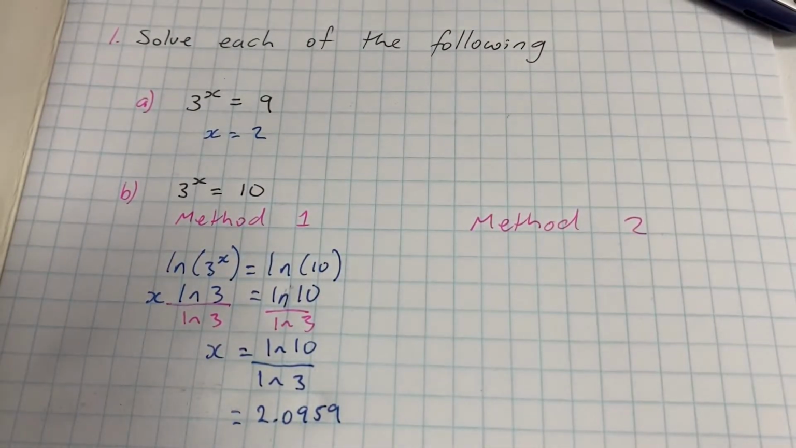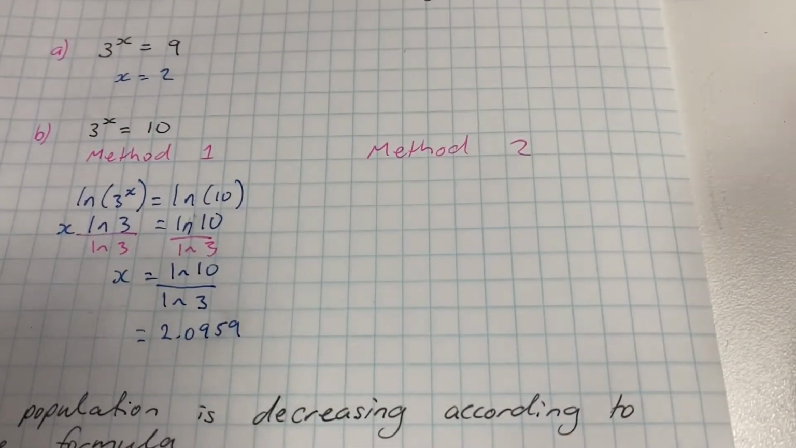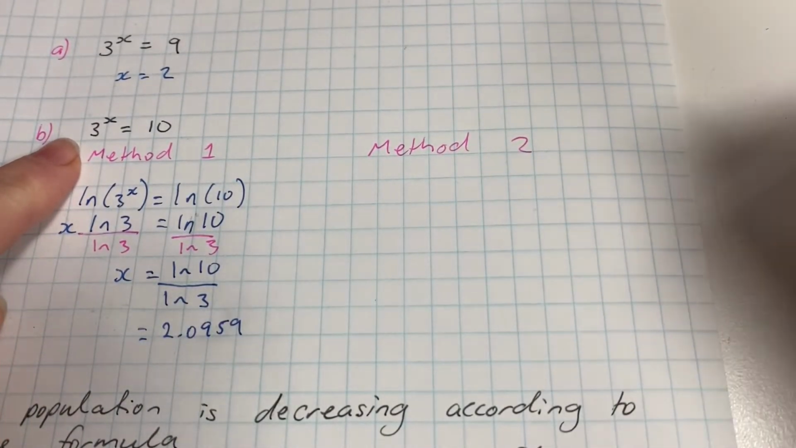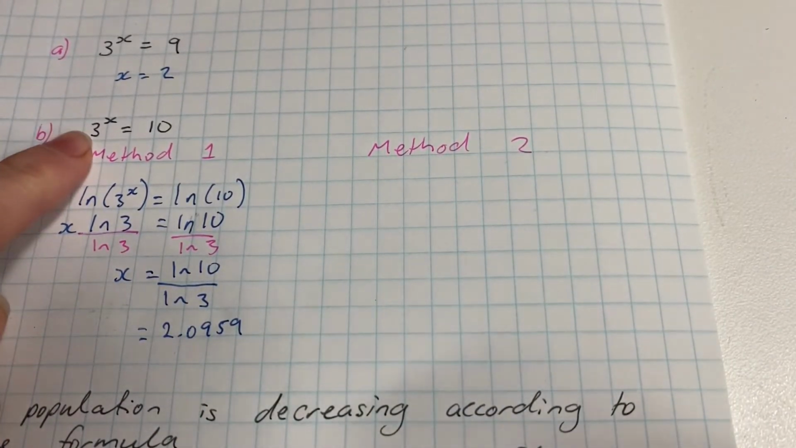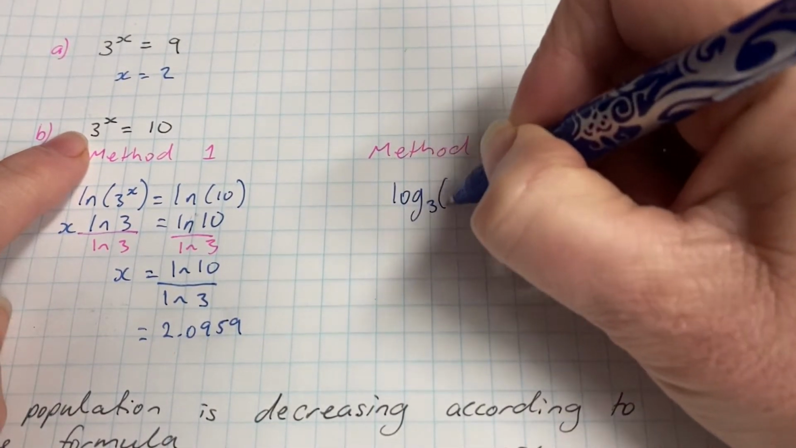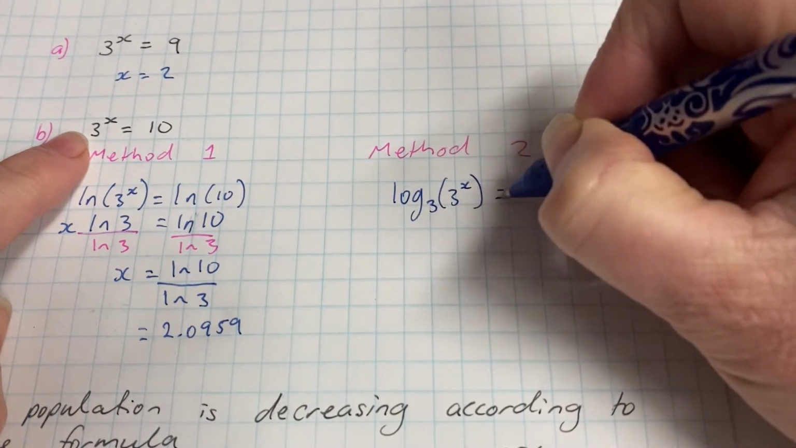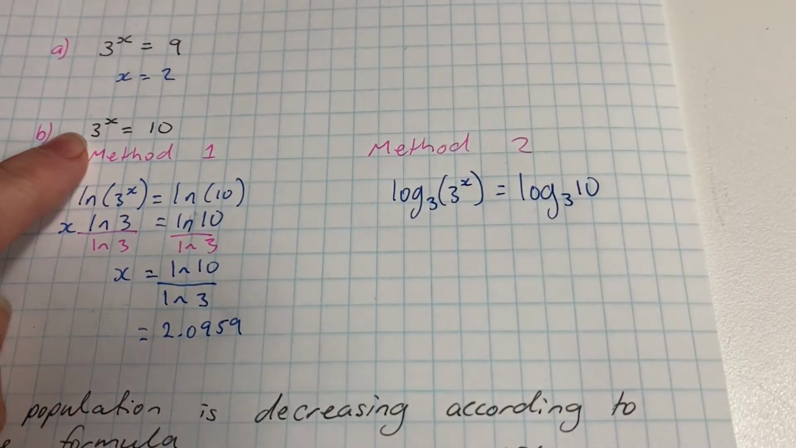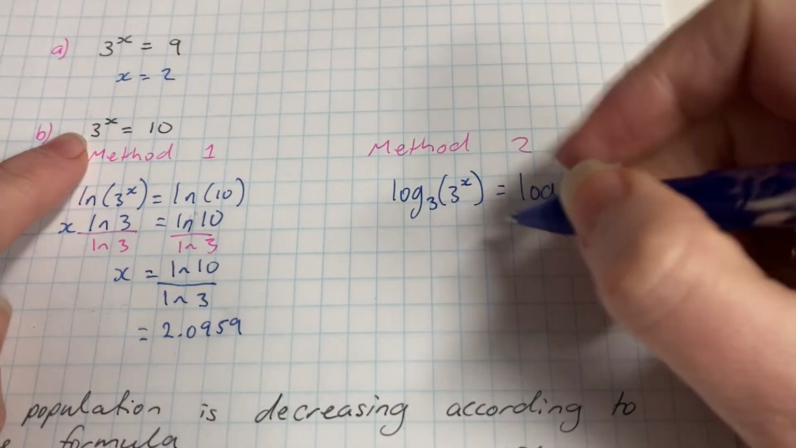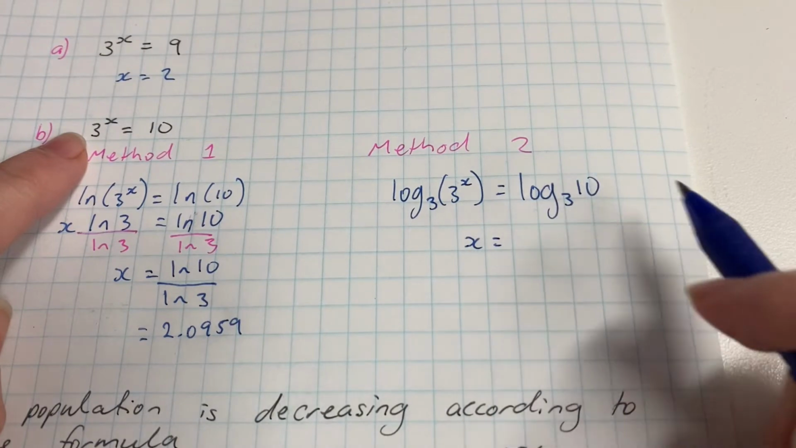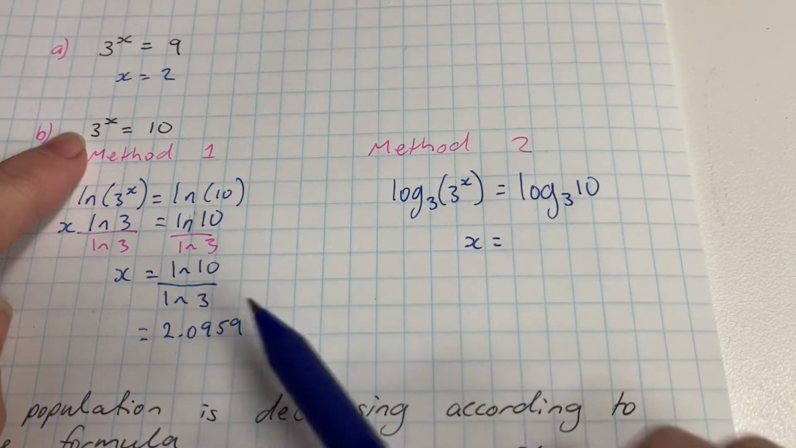Okay, let's look at the other method. So the other method is, because our base is 3, to take log base 3 of each side. So log base 3 of the left hand side, I'll just write that down, log base 3 of 3 to the x equals log base 3 of 10. Now log base 3 and 3 to the power cancel, so we've just got x, log base 3 of 10. And then what you do is you use the change of base rule. You're going to get back to here.